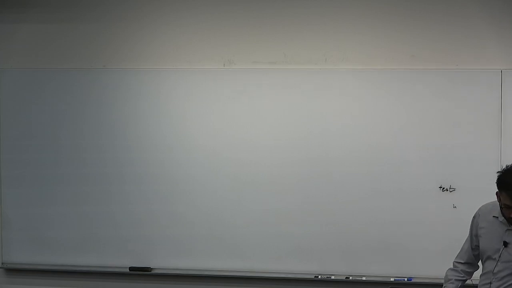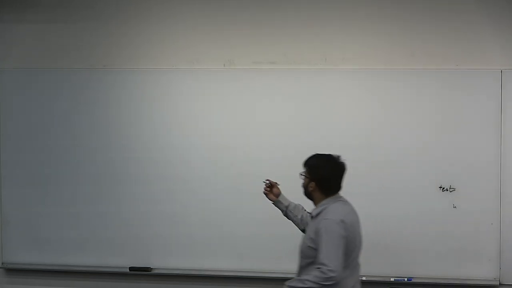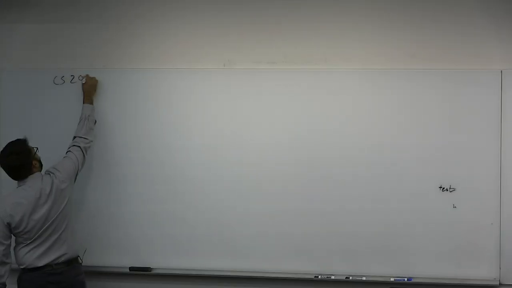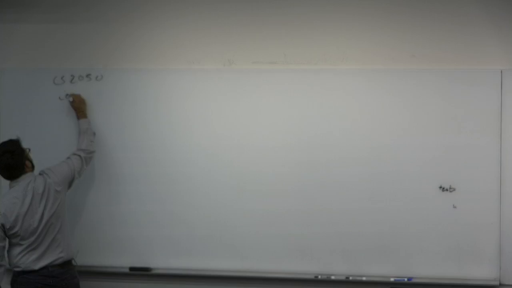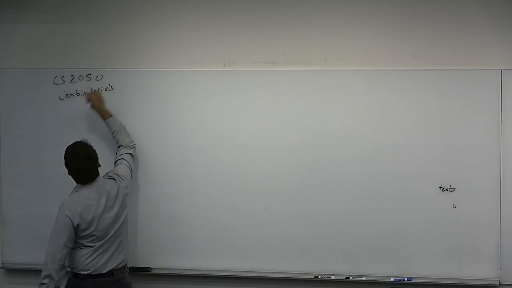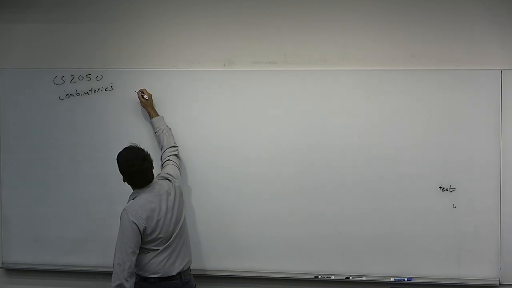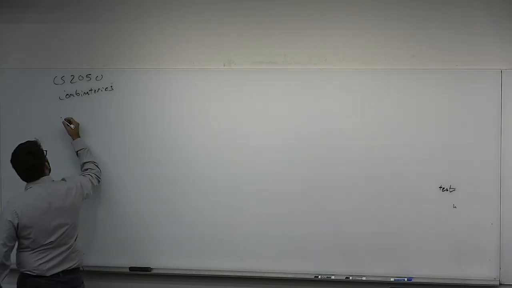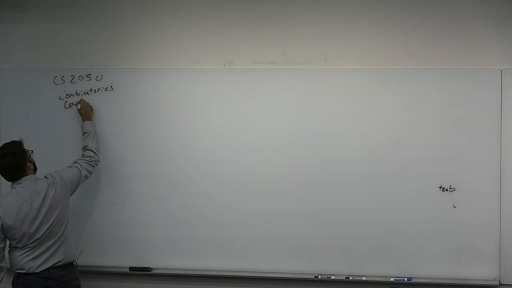All right, welcome to CS2050. We're starting a new unit on something called combinatorics. Combinatorics is a big fancy word that doesn't mean anything. It's one of those mathematical spell words. It's basically just the math of counting.